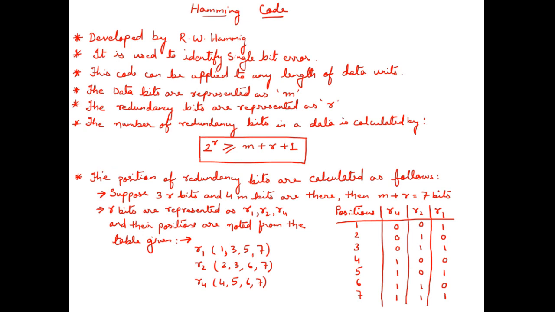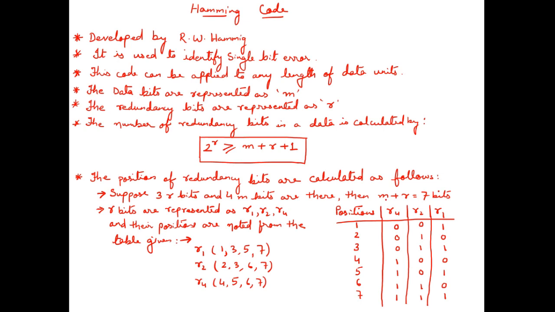Now the next point says that if at all we have certain m bits, what will be the r bits we should take, and thereafter what is the position of the r bits. I mean to say that where we put the r bits. So that clarification is given in the next point. Here we have mentioned that the position of redundancy bits are calculated as follows. Suppose 3 r bits and 4 m bits are there. Okay, I have taken suppose. I will solve an example and show you. Before that, let's assume that I have 3 r bits and 4 m bits. So 4 plus 3 is 7. So m plus r is 7 bits. So altogether the data bits will be of 7, right?